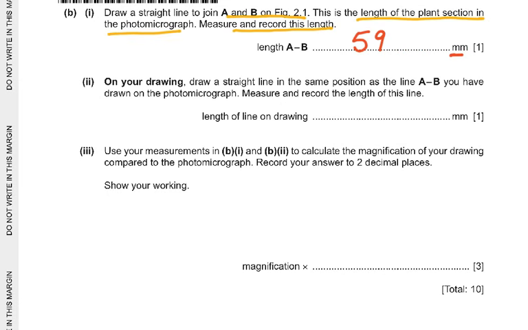So 59 millimeter was the length, and that got you a mark, but they've allowed you anything between 59 and 61. So you could have made that. And then it says on your drawing, draw a straight line in the same position as line AB you have drawn on the photo micrograph. Measure and record the length of this line.